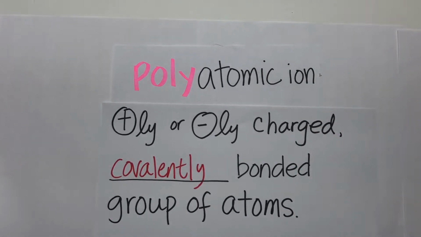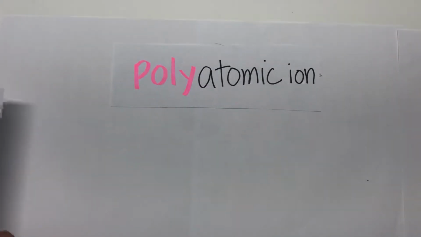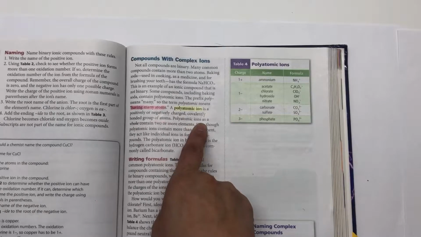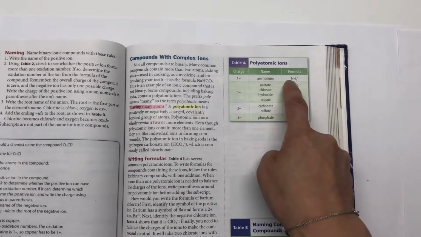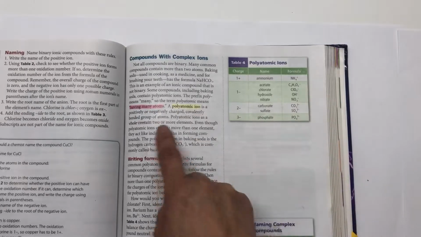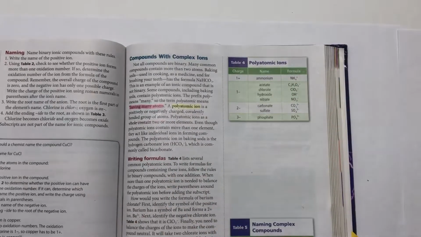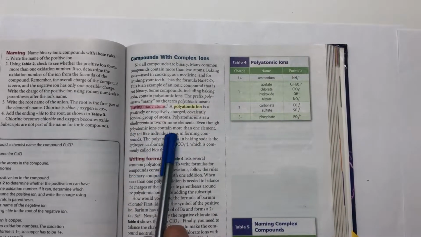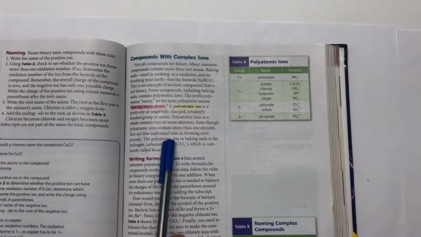So let's look at page 569. For homework, you need to know how to use this part right here. On the test, I will give you this table, so you don't have to memorize it. So these are polyatomic ions. It says polyatomic ions as a whole have two or more elements. And it says, even though a polyatomic ion contains more than one element, it acts like an individual ion.